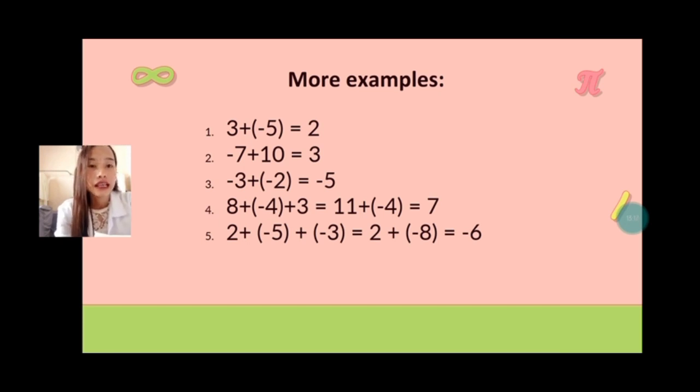Next is 8 plus negative 4 plus 3. We have like signs, 8 plus 3, equals 11. And then 11 plus negative 4 equals 7. And lastly is 2 plus negative 5 plus negative 3. So we will have 2 plus negative 8, which equals negative 6.